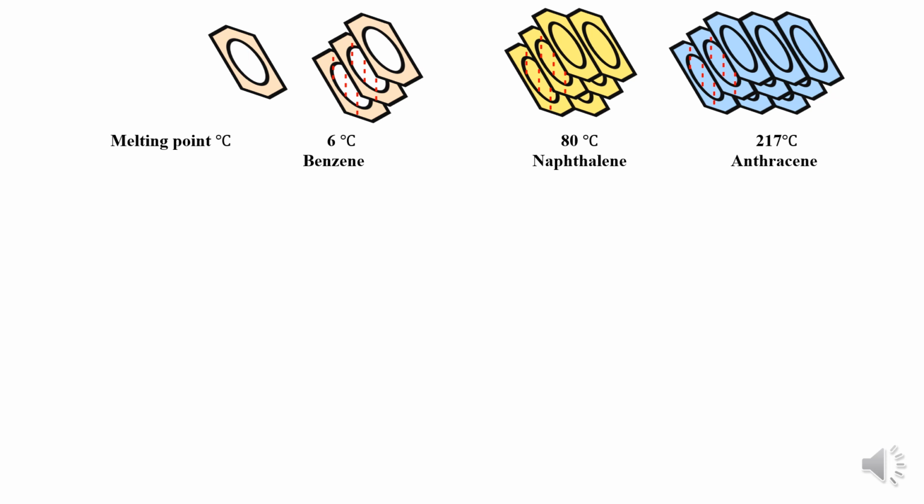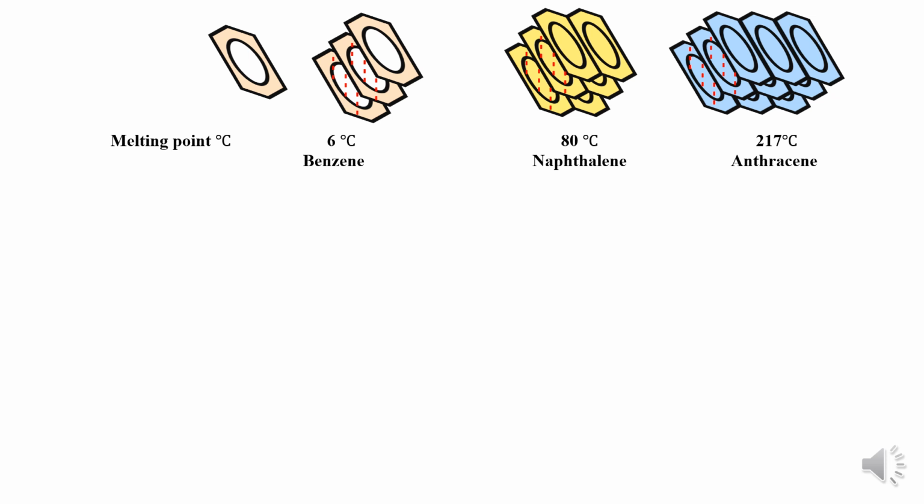And with the increase in the number of rings, the number of intermolecular forces get stronger, and that is reflected in the melting point of benzene, naphthalene, and anthracene. So in case of benzene, melting point is 6, in case of naphthalene it is 80, and in case of anthracene it is 217. So with the increase in the number of rings, there is a corresponding increase in the intermolecular forces. The intermolecular force gets stronger as the number of rings increase. And with the increase in the strong intermolecular force between the rings, you can see there is a corresponding increase in the melting point.